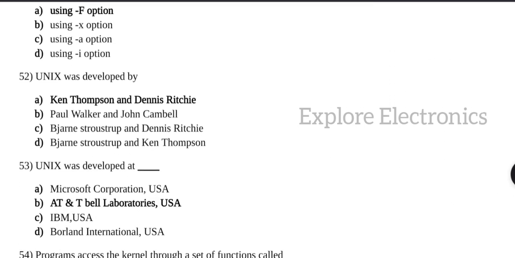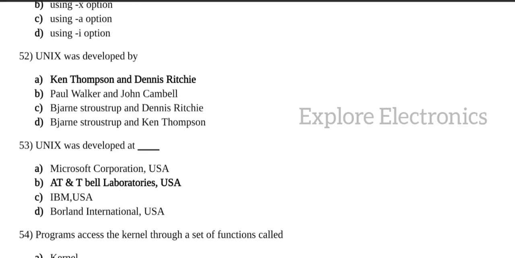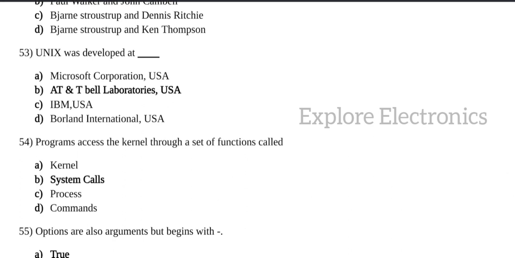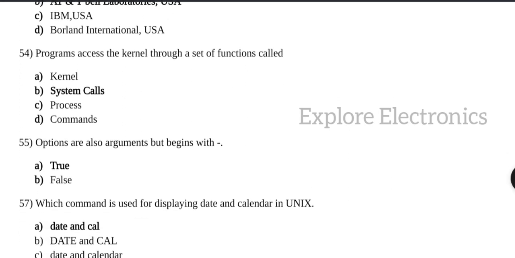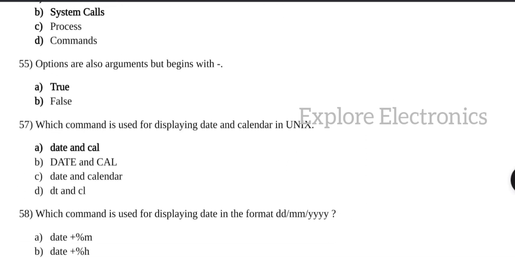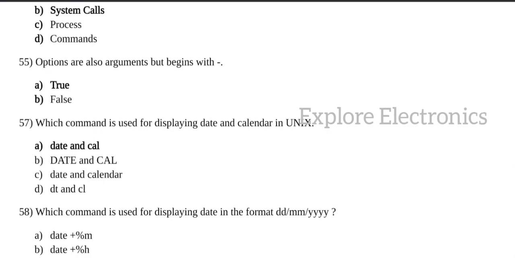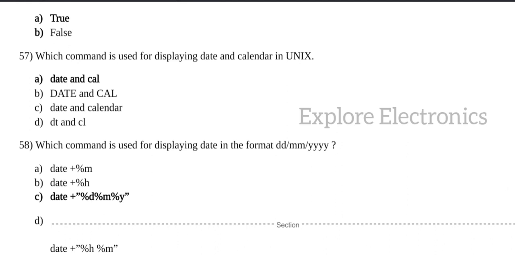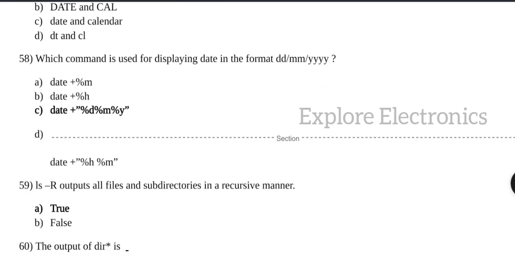How can we identify executables and directories from the output of the ls command? Using the -F option. Unix was developed by Ken Thompson and Dennis Ritchie at AT&T Bell Laboratories, USA. Processes access the kernel through a set of functions called system calls. Options are also arguments but begin with a dash. Yes, it is true. Which command is used for displaying date and calendar in Unix? date and cal.